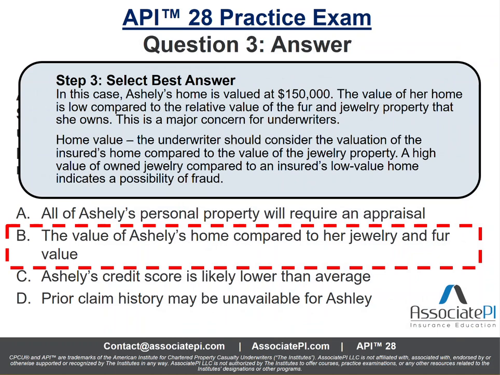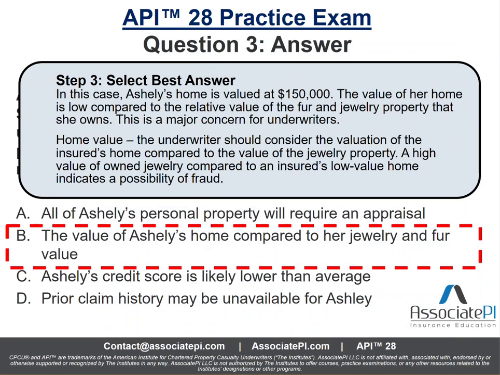Answer option C, Ashley's credit score is likely lower than average. We can't derive that from the question, so that's wrong. We don't know anything about her credit score, and based on the characteristics in the scenario given to us, we can't make that assumption. The same goes for answer option D, prior claim history is unavailable. We don't know that either. There's nothing mentioning her prior claim history.